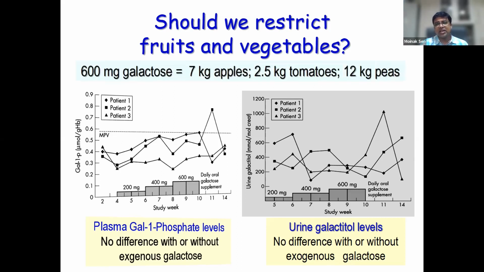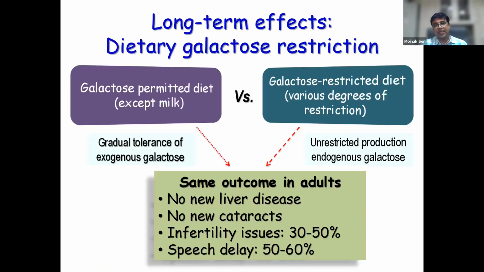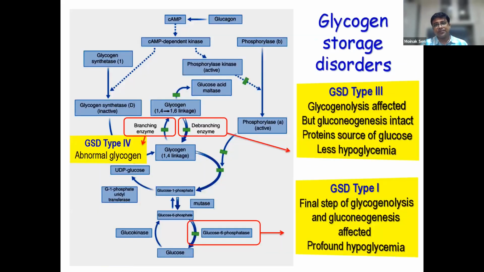So they said that to develop a toxicity at the level of 600 milligrams of galactose, you need to consume 7 kilos of apples, 2.5 kilos of tomato, and 12 kgs of peas to reach this amount of galactose. Which is not possible, obviously, and hence we should not be restricting fruits and vegetables. This I'll skip.